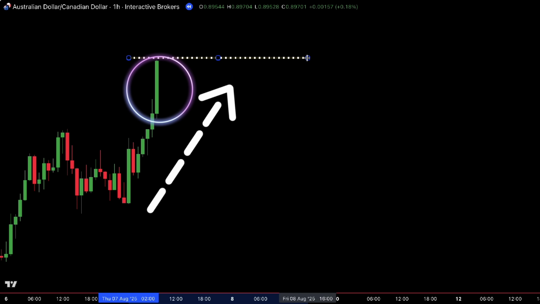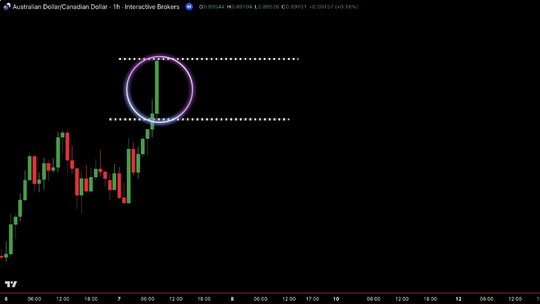We mark the swing high and the swing low. Those are now our key levels, acting as resistance at the top and support at the bottom. From here, it's all about waiting to see what price does around those boundaries. Now look at what happens next.